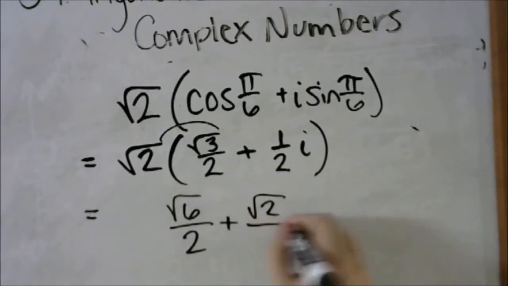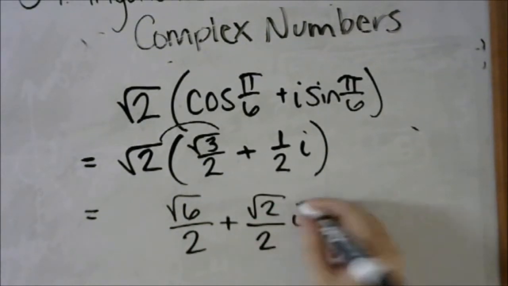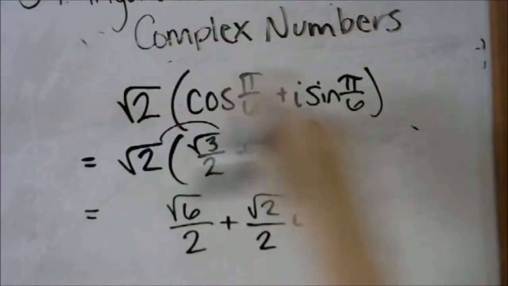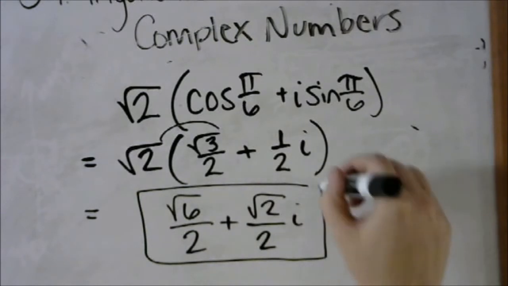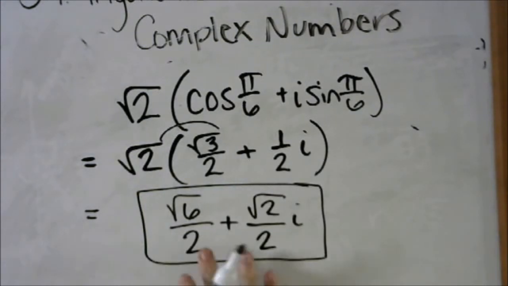So our answer for the complex form of this complex number is rad 6 over 2 plus rad 2 over 2 i. We're not going to combine these into a single fraction because the complex form is a plus bi, and by leaving it like this, I can see that the real part is rad 6 over 2 and the imaginary part is rad 2 over 2.